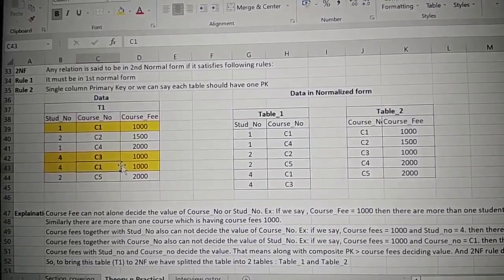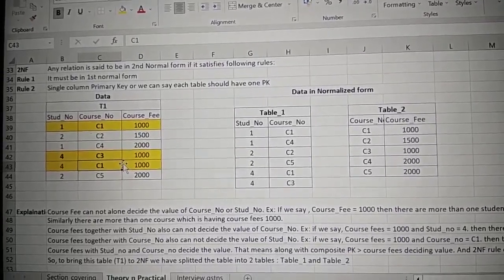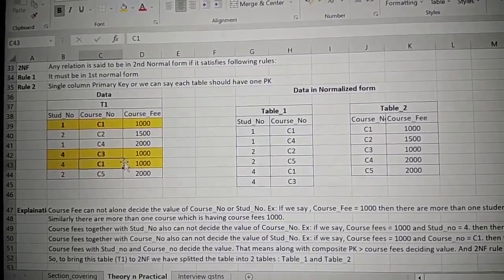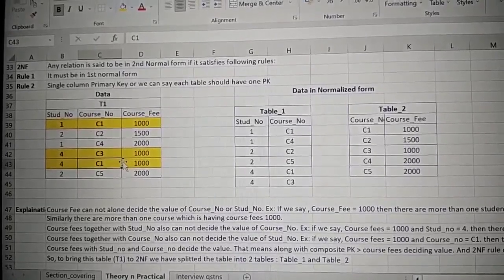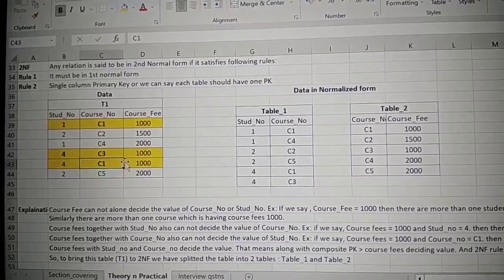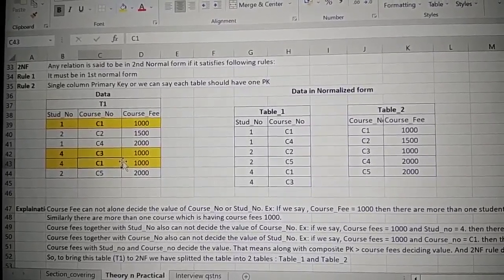Table 1 has student number and course number, where student number 1 has enrolled in C1 and C4. Student number 2 enrolled in C2 and C5, and so on. Similarly, table 2 has course number and course fee. So C1 is the course which has 1000 fees and C2 is a course which has 1500 fees, and so on.